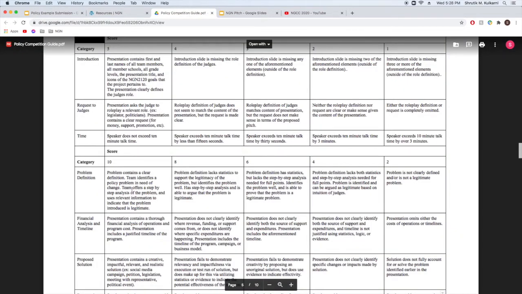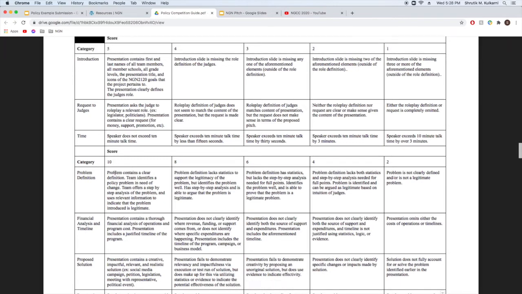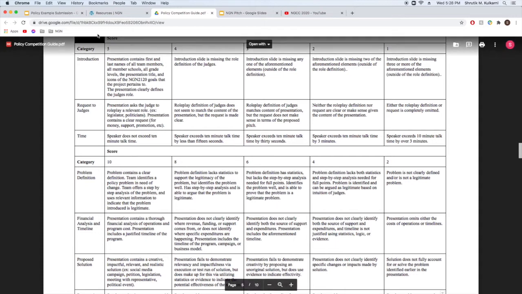Next up, we have the problem definition. So the problem contains a clear definition. The team identifies a policy problem in need of a change. The team offers a step-by-step analysis of the problem and uses relevant information to indicate that the problem introduced is legitimate.